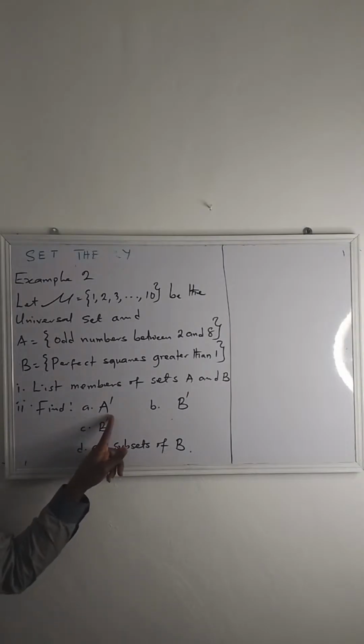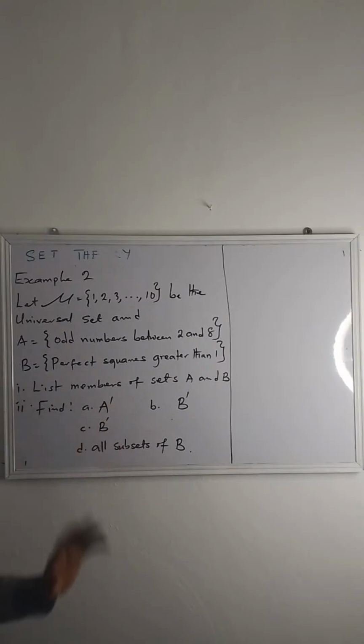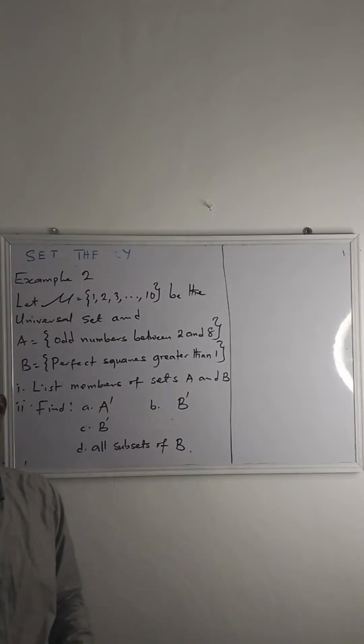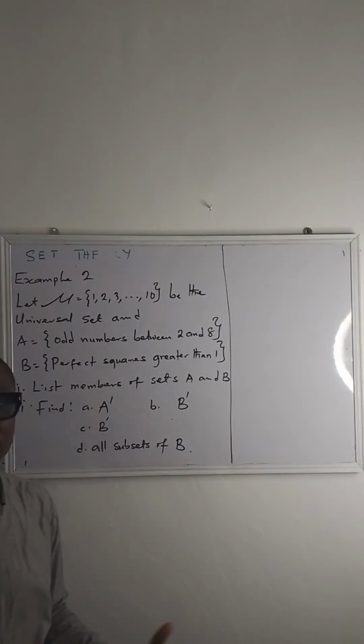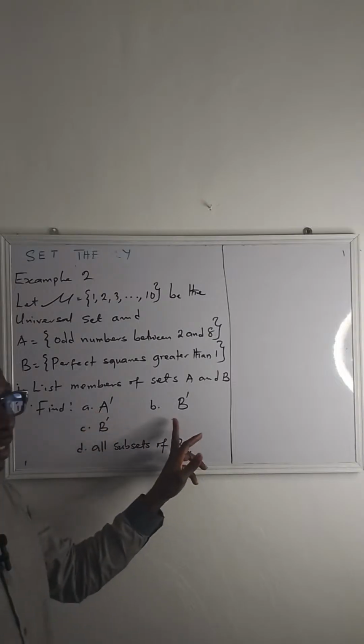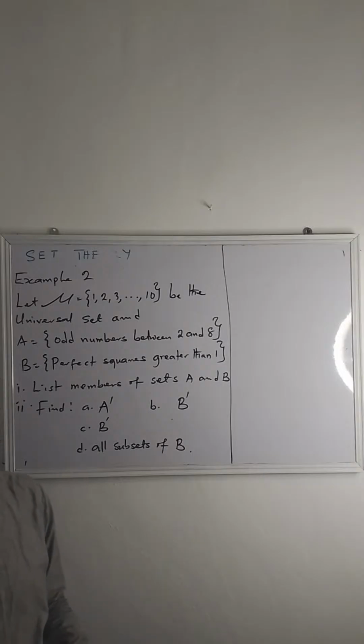Now, look at this question. Complement of set A. When we say complement of set A, what it means is those elements that are not in set A but are inside the universal set. Now look at this one, set B. There are those elements that are not in set B, but they are in the universal set. Hope you get that. Good. So, now let's start with the question.